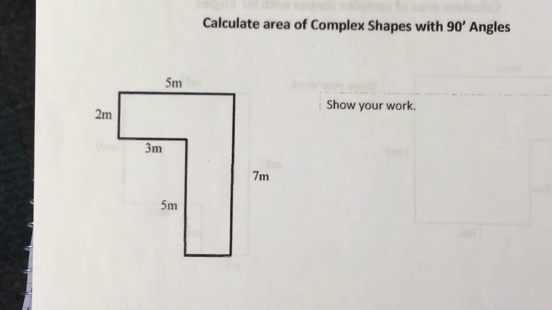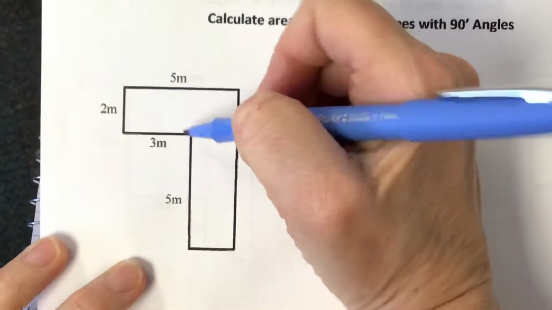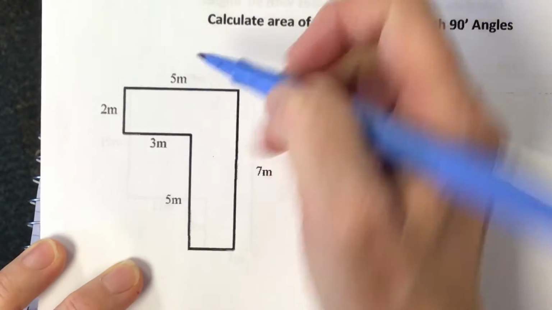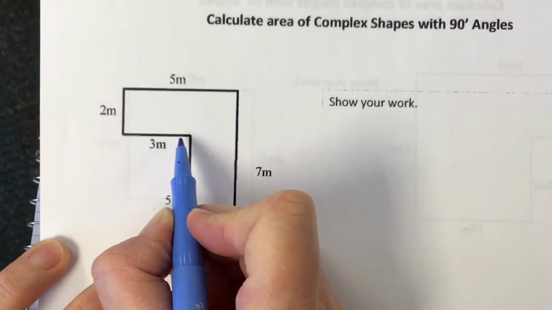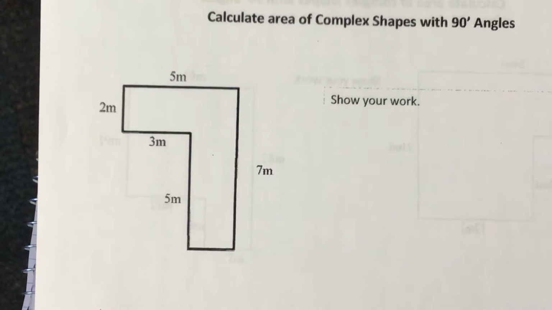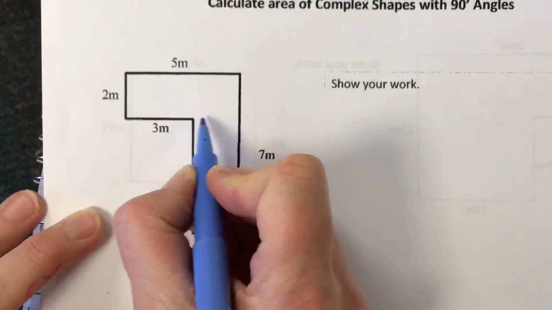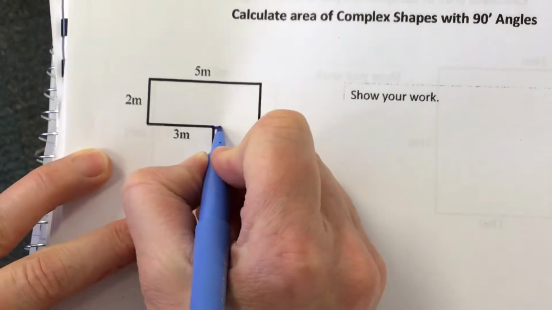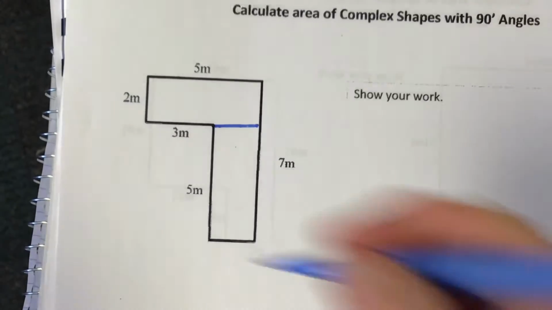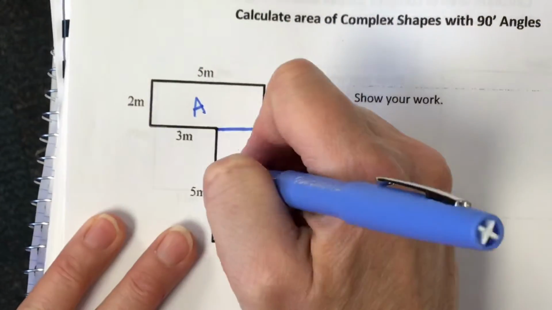Yep, I need to divide it into two rectangles. So there's two ways I can do that. I can do that by drawing a vertical line here or a horizontal line here, okay? Andrew, what do you want to do? Probably the horizontal. Horizontal like this? Yeah. Okay. And I like to then label these like rectangle A and rectangle B.